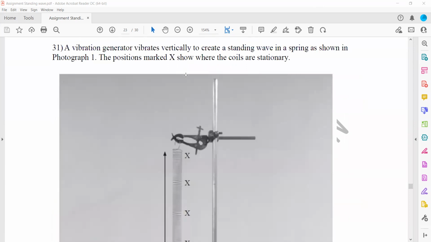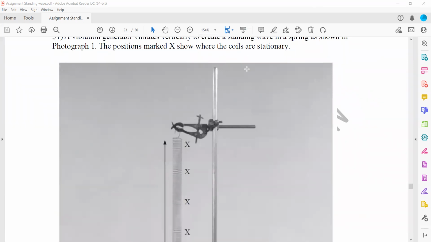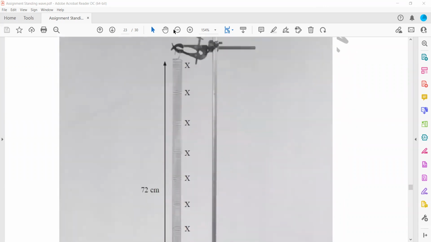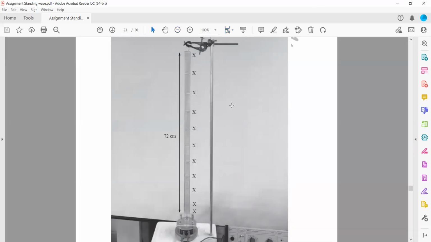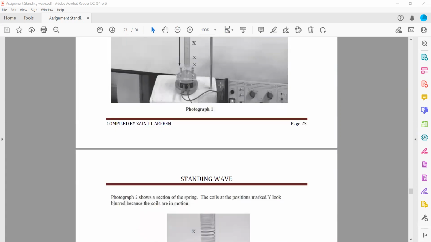Then question 31: a vibration generator vibrates vertically, as you can see, and it creates a standing wave. How does it create a standing wave? The vibration generator is sending the wave, so two waves are traveling in opposite directions: one wave going up and another that strikes and comes down. The two waves combine with each other and give rise to a standing wave. They've mentioned position X, marked where the coils are stationary. What does stationary mean? It means they cancel out the effect of each other, or nodes are formed.